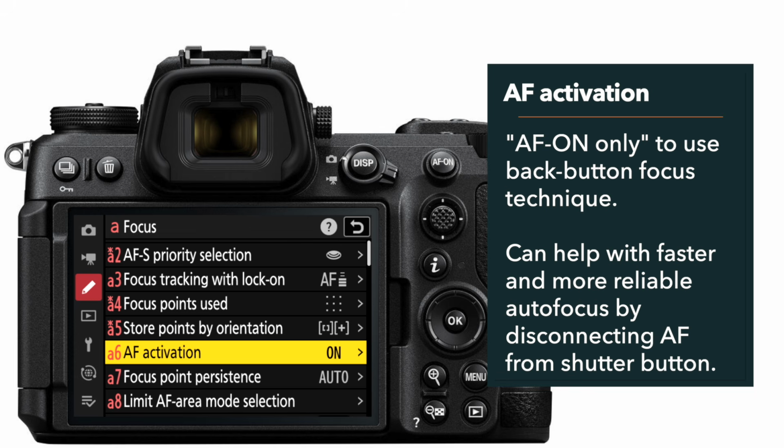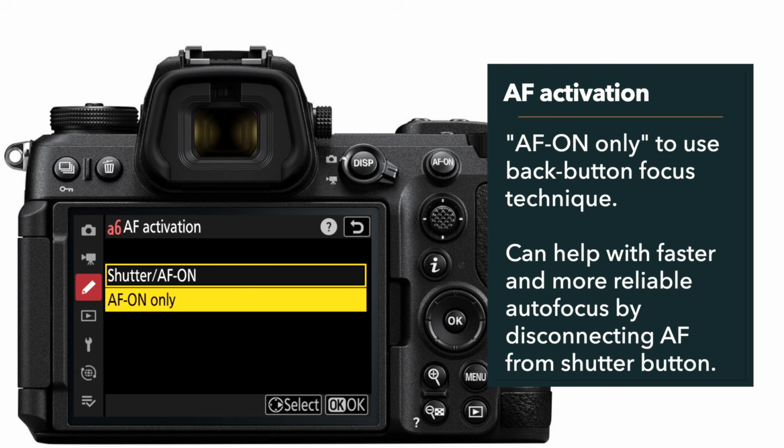And then for AF activation, this sets whether or not the shutter button is used to command autofocus. I love using the back button focus technique in travel photography so that I'm not required to use autofocus for every single photo via the shutter button half press, meaning that only the back autofocus button, either the AF on button or AEL AFL, that's the only thing that's used to focus. The shutter button is only there to take the picture. So that's why I set this to AF on only. If you want to learn more about this back button focus technique, you can watch that in a video that I will have linked here.